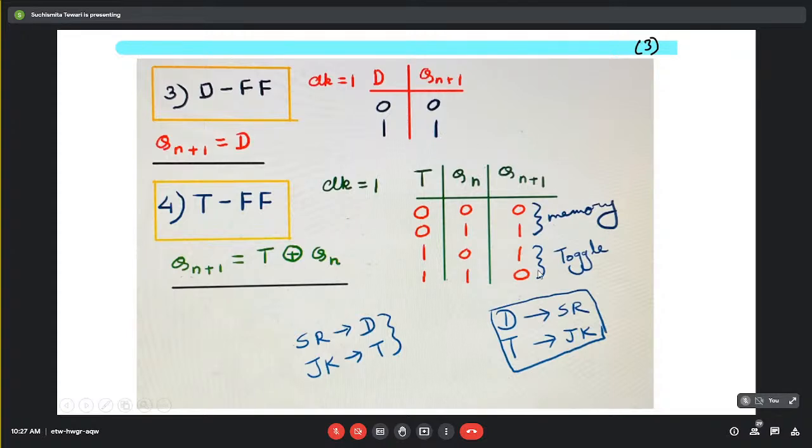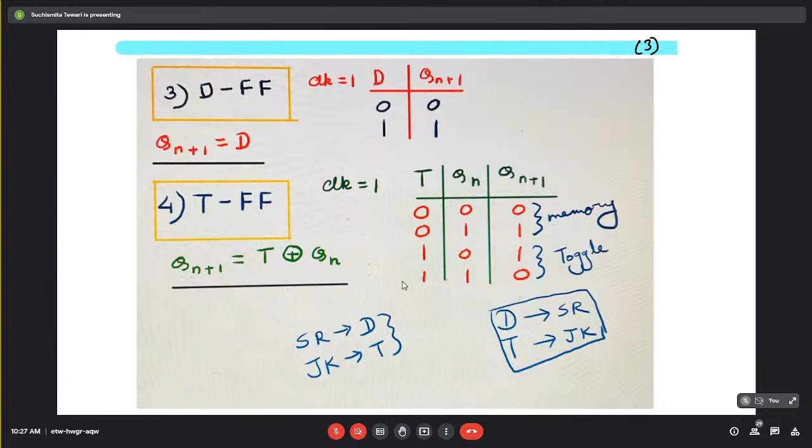So if you carefully observe this characteristic table, or this elaborated characteristic table, you can see that this is actually representing an XOR gate. So the characteristics equation would be Qn plus 1. You don't need to actually form the K map. From pure observation, I am getting the output would be T XOR Qn. So this is the characteristic equation of Qn plus 1.